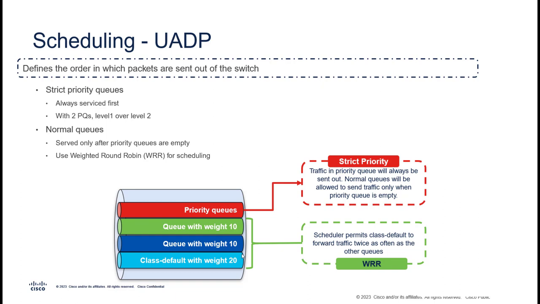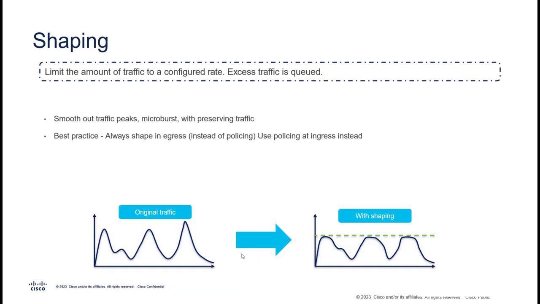Now, if you wanted to tweak the algorithm to prioritize certain queues over the others, then you have the option of setting a weight for these particular queues. If you look at the example over here, we have three normal queues. Two queues have a weight of 10 and one queue has a weight of 20. Now, this is a weighted average, so the higher the weight, the more frequently the queue would be able to send traffic out. So in this particular example, the queue with the weight of 20 would be able to send traffic twice for every one time that the queue with weight 10 can send traffic out.